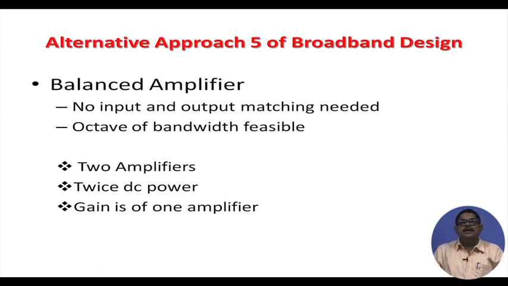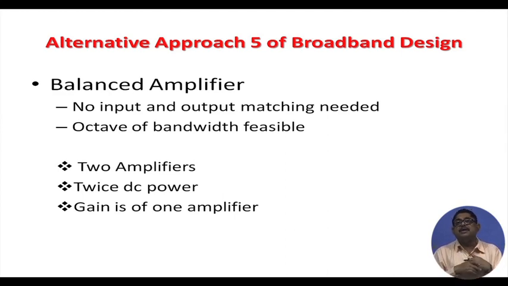Obviously, there will be mismatches, but we will see that we can avoid that. There are no input output matching circuits needed. We can have a balanced amplifier, and we can typically get an octave of bandwidth. That means, suppose I have a design frequency of 5 gigahertz, typically I can say that I will also have a bandwidth of 5 gigahertz. That means I can have from 2.5 gigahertz to 7.5 gigahertz.